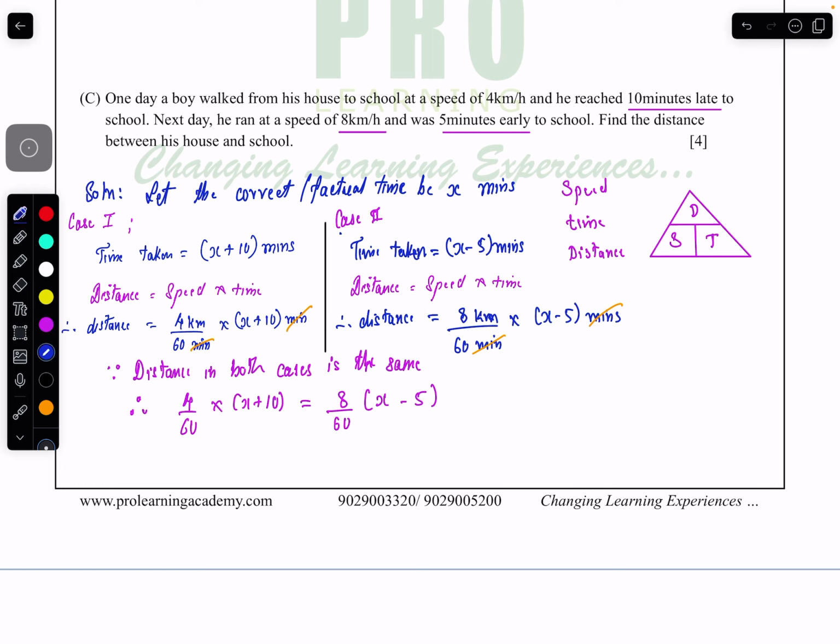So we have good scope of getting rid of this. This is 4 times 1, this is 4 times 2. So the simplified equation is x plus 10 equals 2x minus 10. Therefore, 10 plus 10 is 2x minus 1x. Therefore, x is 20. So x is 20.